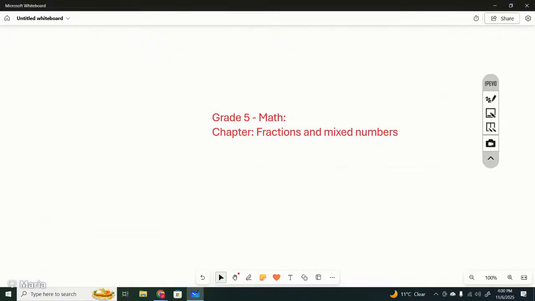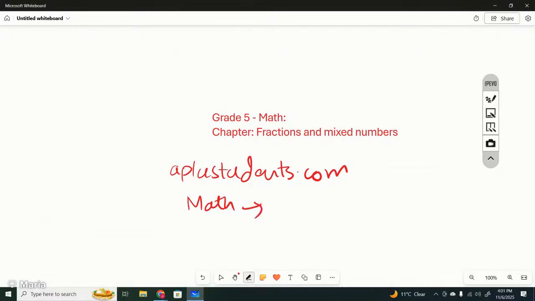We are here for grade 5 math. You can find all the lessons on aplusstudents.com. You have to log in there using your email address, and the password is provided by the administrator. Then you have to select math from the subject tab, scroll down to grade 5 math, and then click on view all lessons. There you can find a list of the chapters. We're going to start with the chapter fractions and mixed numbers.